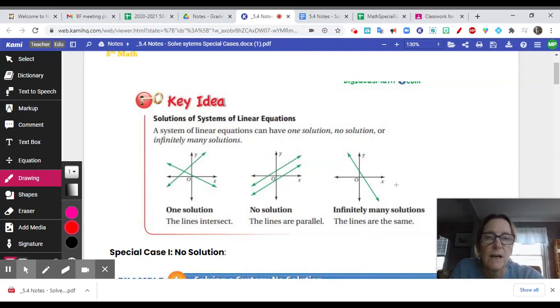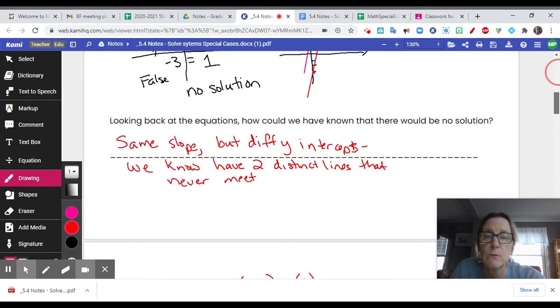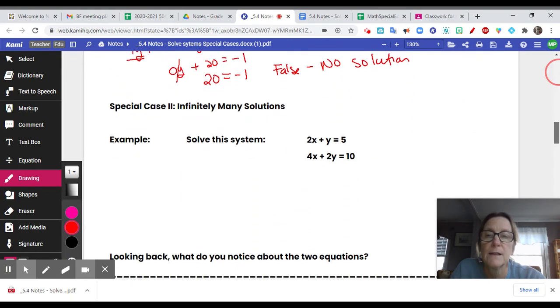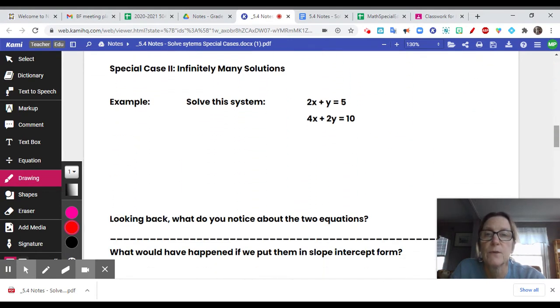Hi, next we're going to look at the second special case, which is this right picture where we think we have two distinct equations, but it turns out we won't. But let's take a look and see what happens. So this is the infinitely many solutions case.